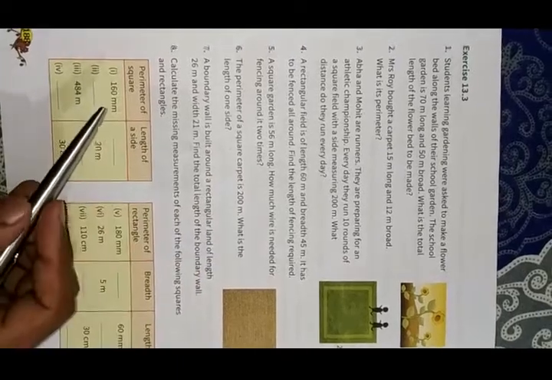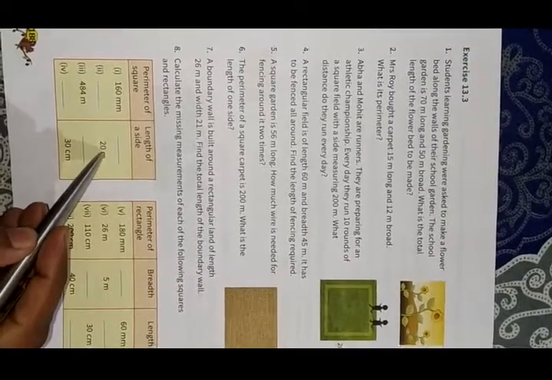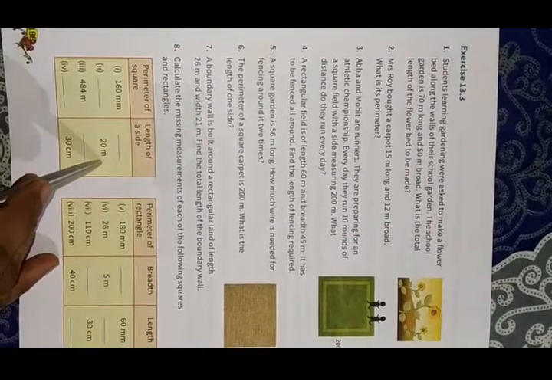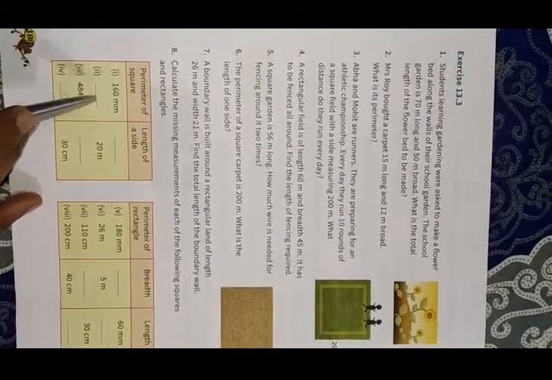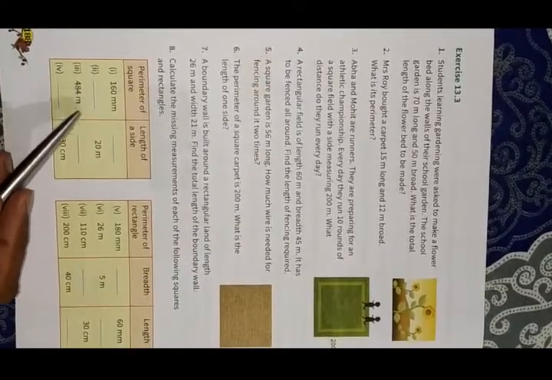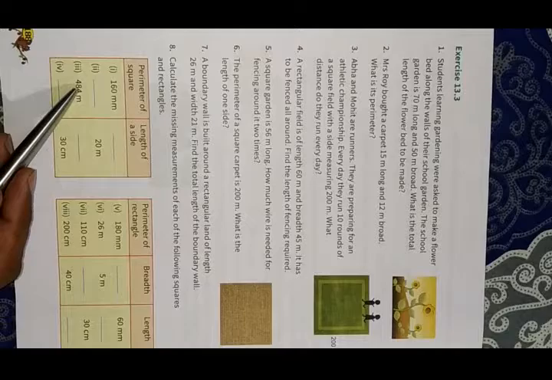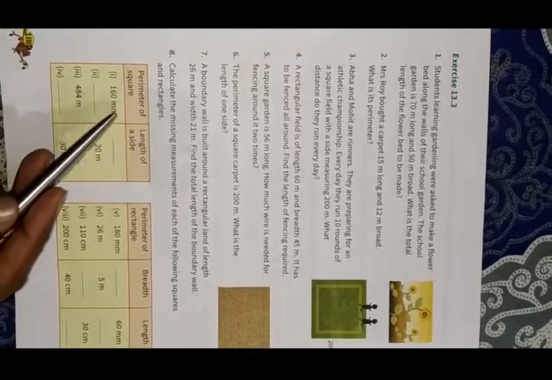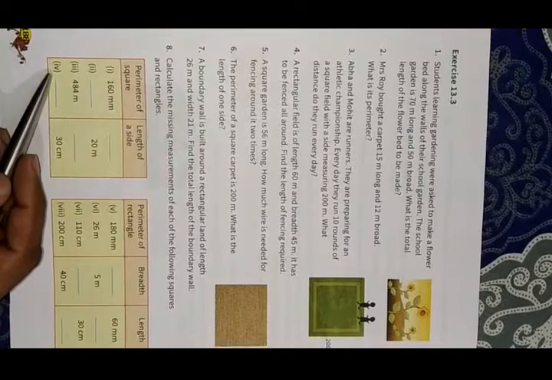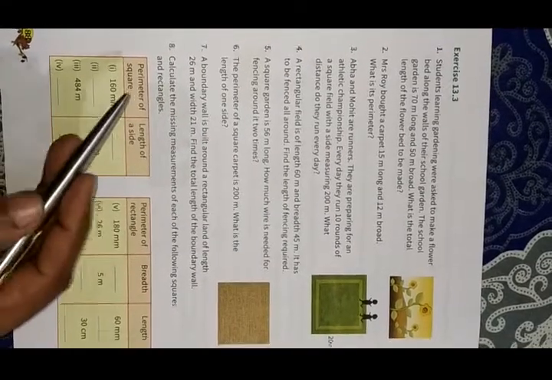Okay, in the second part the side length is given. We will use the formula 4 into side, so 4 into 20 is equal to 80 meter. So the perimeter is 80 meter. The third is the same, the perimeter is given and we have to find the length, same as question number 1. Okay, you can do all 4 parts of this square.